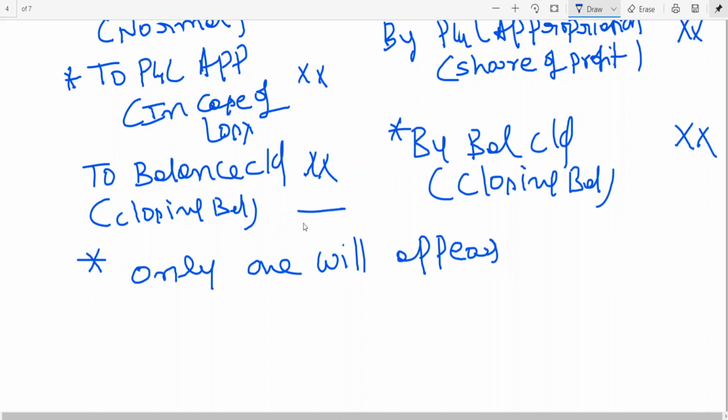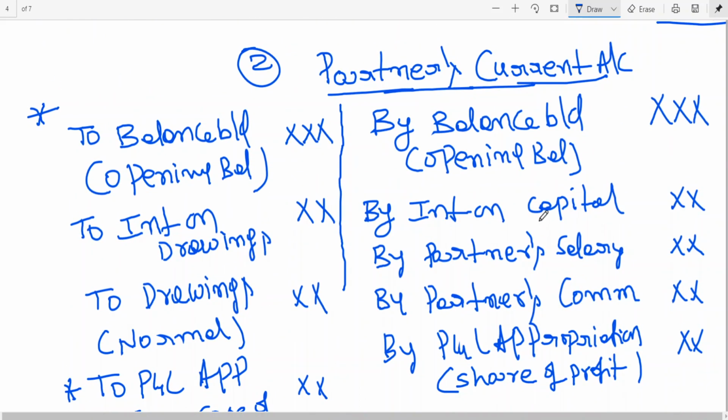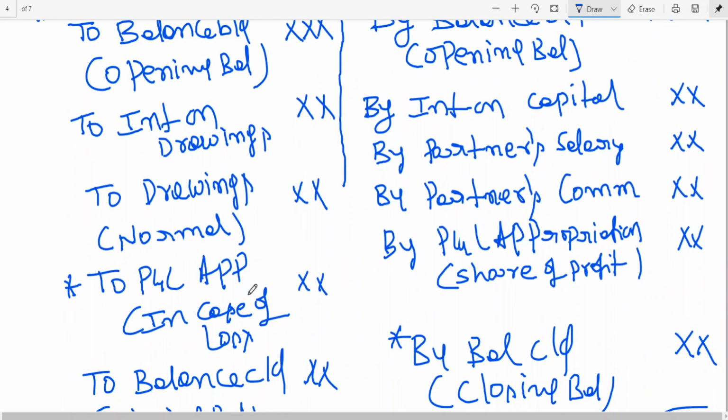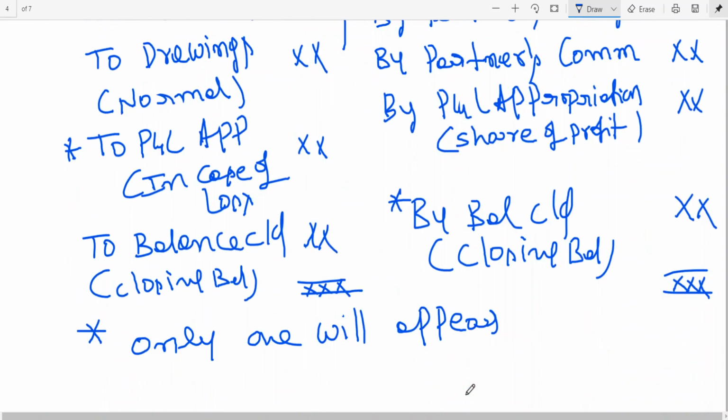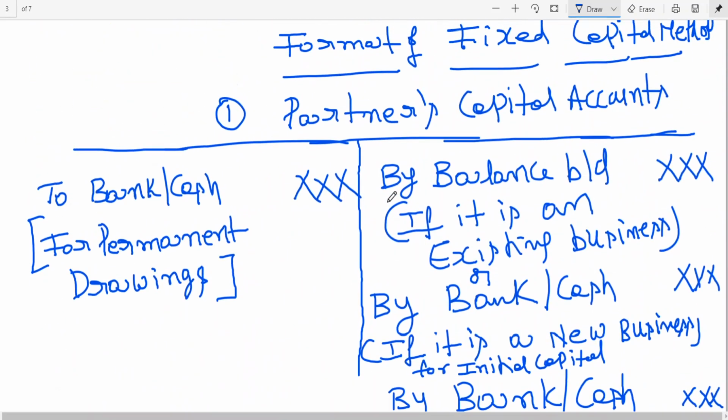Now this is what is called the format of fixed capital. In simple words, in current account, quickly recap yourself. We start with opening balance. Interest on capital is credited, salary is credited, commission is credited, share of profit is credited. Opening balance, if in case interest on drawings is debited, normal drawings is debited, in case of loss. Then closing balance. If credit side is more, it appears on the debit side. If debit side is more, it appears on the credit side.